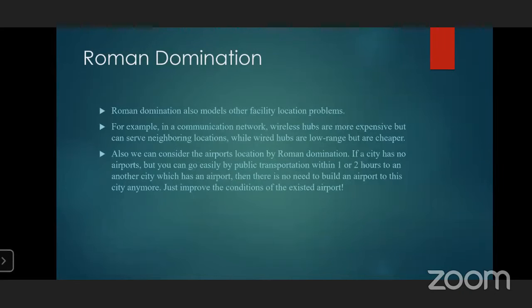In real life, Roman domination also models other facility location problems. For example, a communication network, or we can consider the airports' locations by Roman domination. If a city has no airports, but you can go easily by public transportation within 1 or 2 hours to another city which has an airport, then there is no need to build an airport in this city anymore. Just improve the conditions of the existing airport.